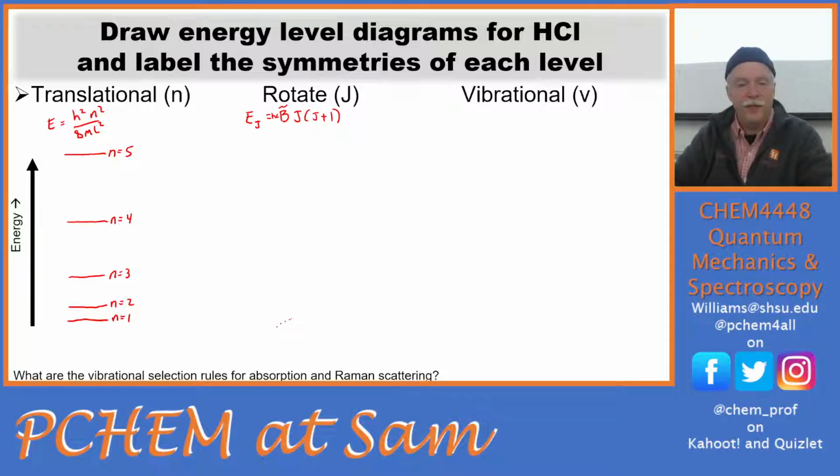So once again, we have energy levels that are not equally spaced. These also have degeneracy. So g of J is equal to 2J plus 1. So the degeneracy is shown in the energy level diagram too.